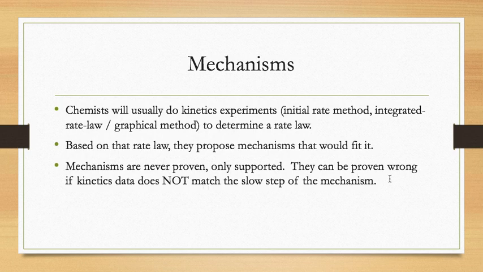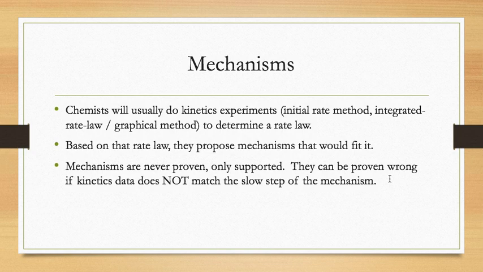Mechanisms can never be proven, they're only supported. So again, this is the kinetics data, this is the rate law, and that's something that we can prove. But the mechanism is something that happens to fit it. It's kind of like when you're trying to put somebody on trial for murder. Unless somebody on the jury happened to actually see the murder happen, you can never 100% say, yes, I know this happened. But you can support that with evidence. And so that's what we do. We do the kinetics experiments, we get the rate law, and that supports the mechanisms that we propose.